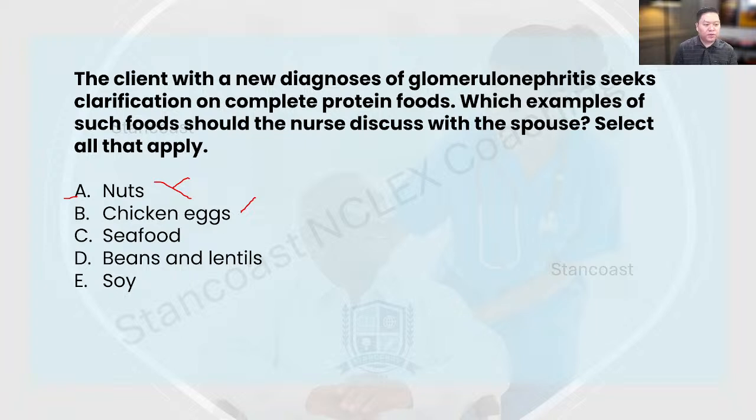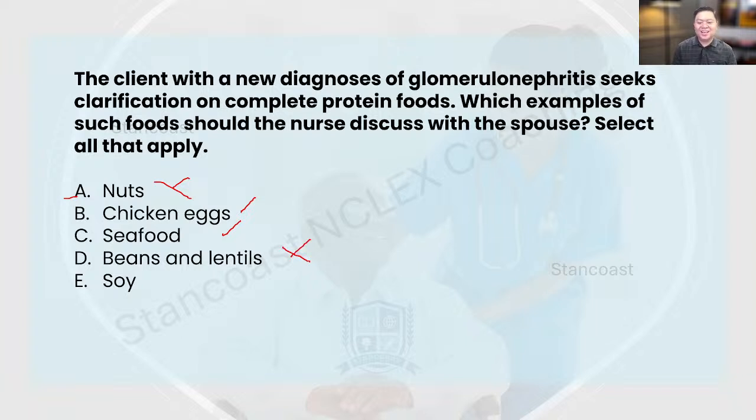And so let's move on to letter D. So what is that? Beans and lentils. This is going to include those legumes that are rich in protein, but again, they do not provide all the essential amino acids. And so again, they are not classified as complete protein sources. So we are going to get rid of that.